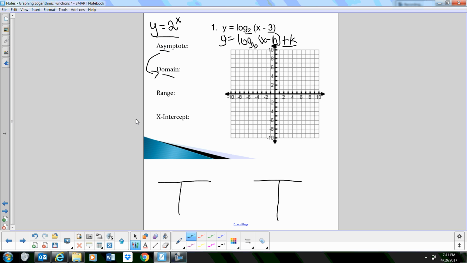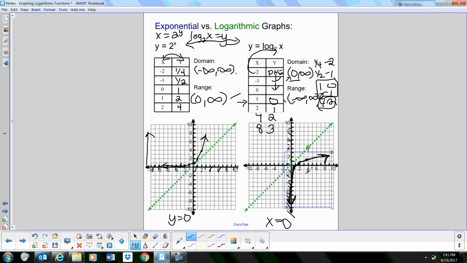Now the range is pretty easy. We can go back and look at these. Our range is going to be all real numbers, because you can see this does increase, slowly. It increases slowly, but it does increase. In the negative direction, toward negative infinity, it goes pretty quickly, but in the positive direction it's going up, just very slowly.